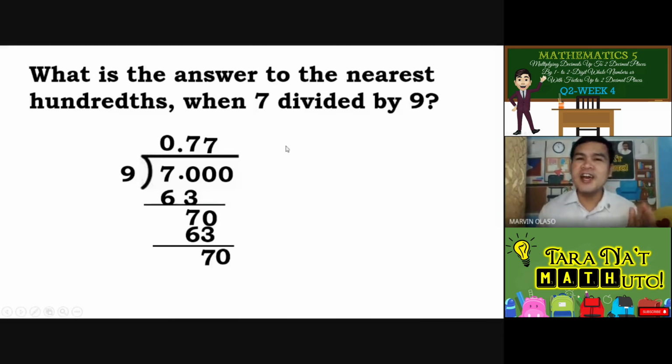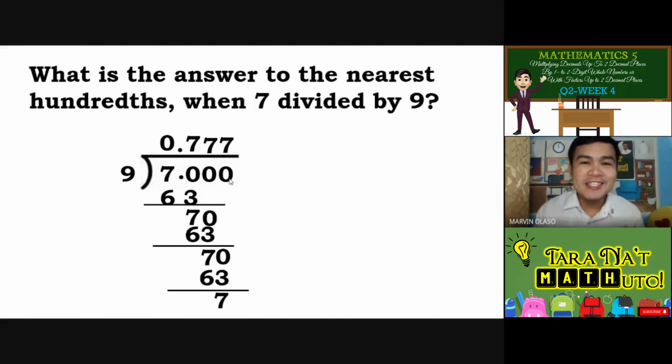Then 70 divided by 9, we have 7. Then 7 times 9 is 63. So we have still a remainder of 7. So anong napapansin? Paulit-ulit na 7. Bakit po yan, sir? This is an example of non-terminating decimals. Okay? So 0.777 is an example of non-terminating decimal.